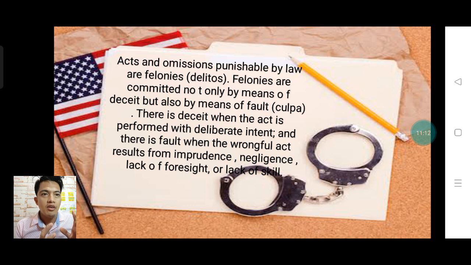Whereas if we say fault, meaning culpa, the wrongful act results from imprudence, negligence, lack of foresight and lack of skill. So what is imprudence? Imprudence is a deficiency of action. If we speak of deficiency of perception, that is what we call negligence.